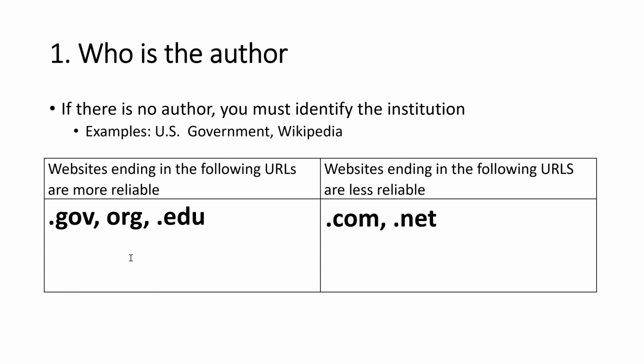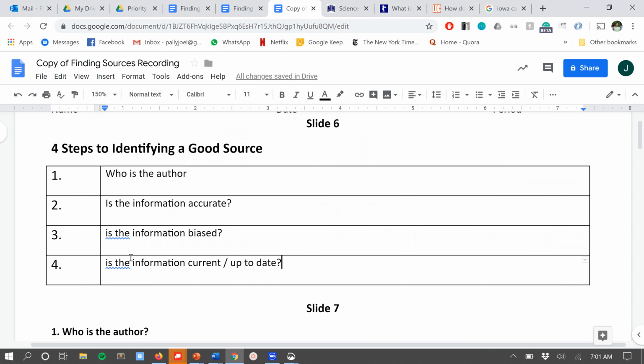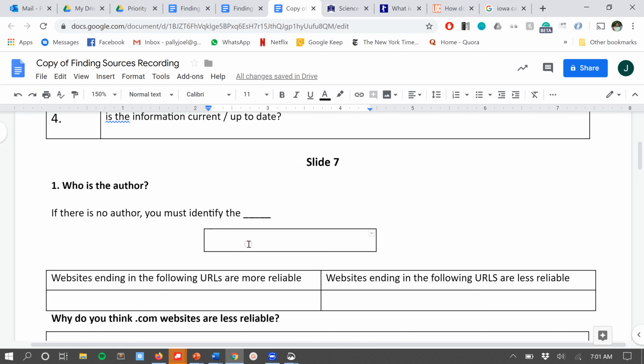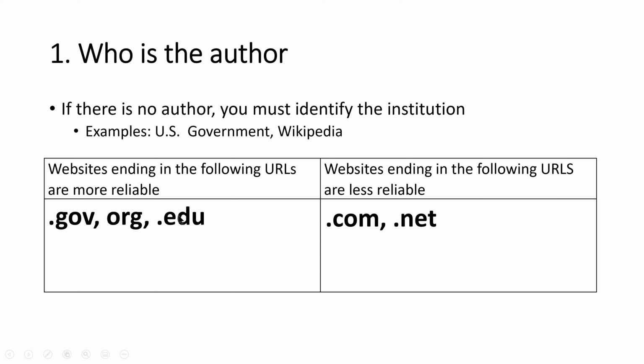So first step is, who is the author? A lot of the time on a website, if there is no author, what you need to do instead is identify the institution that wrote it. That might be the case if, for example, you are looking at a Wikipedia article. There's usually no author at the top, but it's coming from the organization Wikipedia. Same thing with many government articles. There might not be a single author, but instead for the author, you would put the institution. So in that case, it would be the U.S. government, the U.S. federal government.